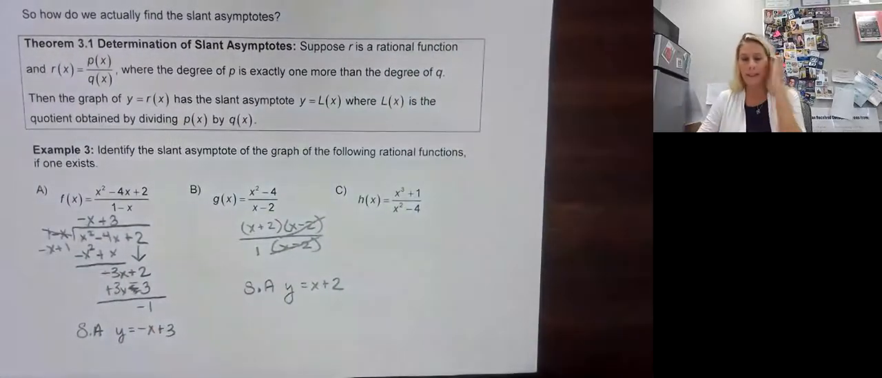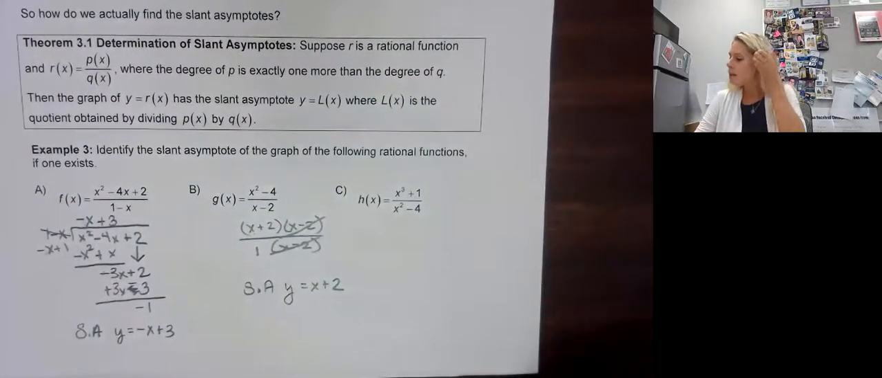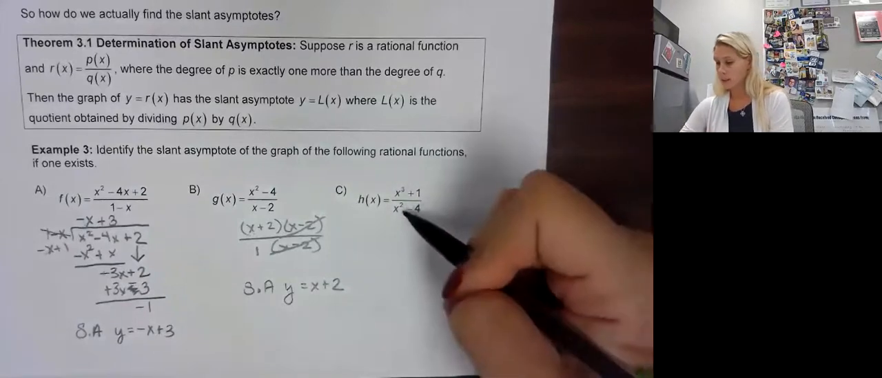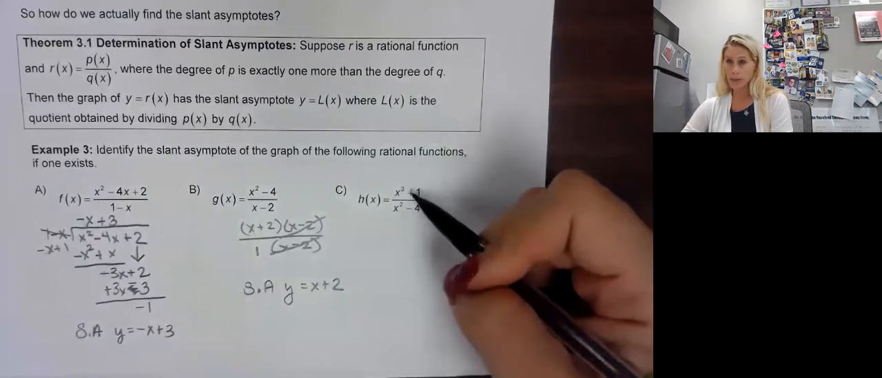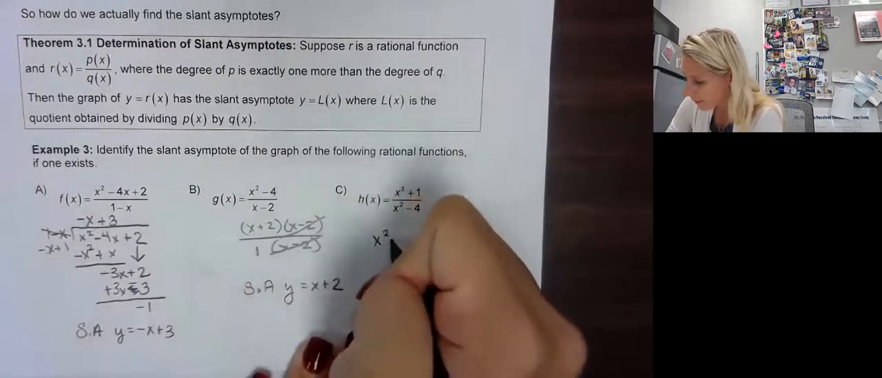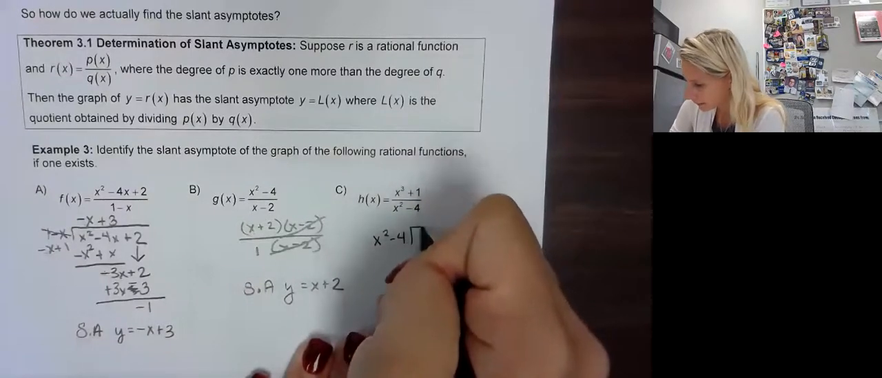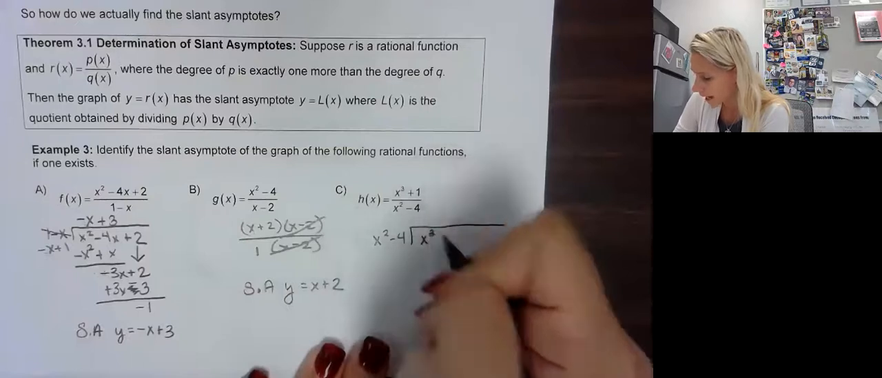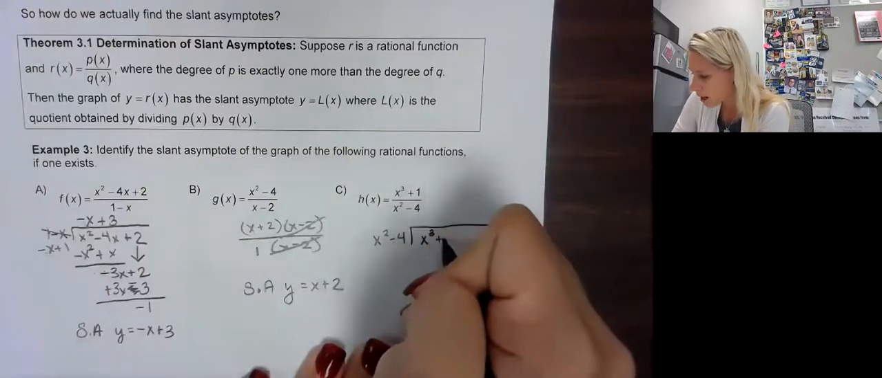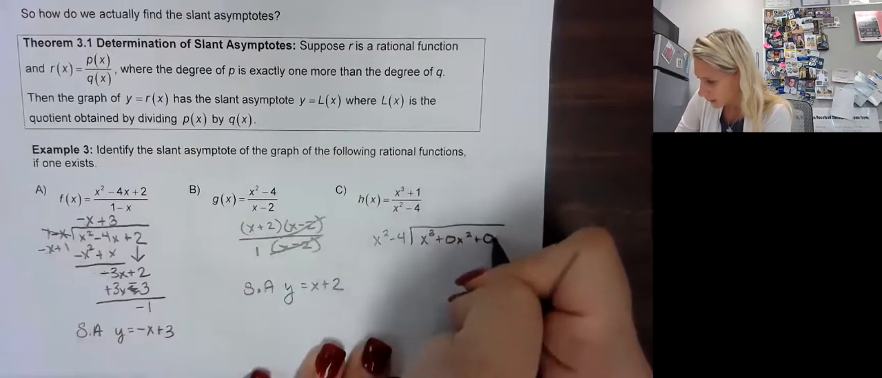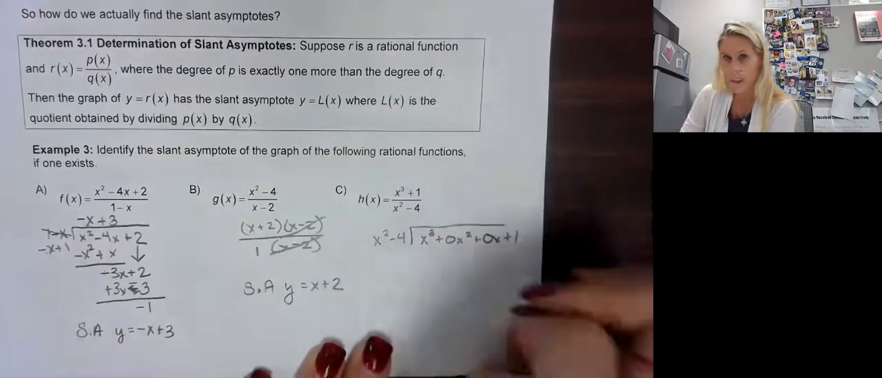Last one to practice this long division. Okay. So again, I know that there's a slanted asymptote somewhere because our numerator is larger. So now I'm going to set this up. x squared minus 4 on the outside. Now remember, guys, when you do long division, you have to have each of the terms in there. So plus 0x squared plus 0x plus 1.